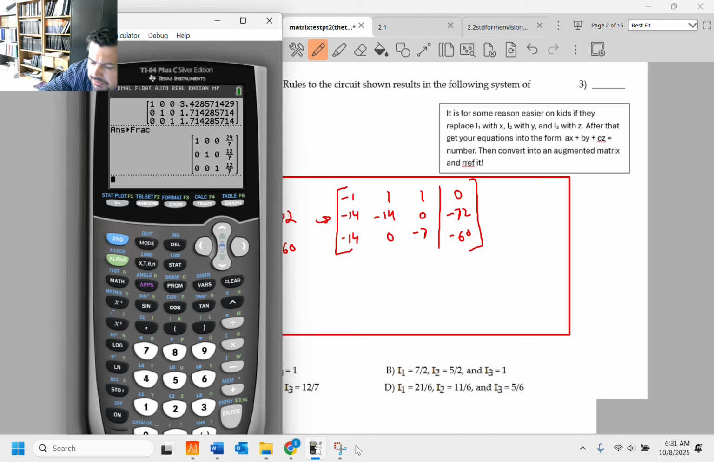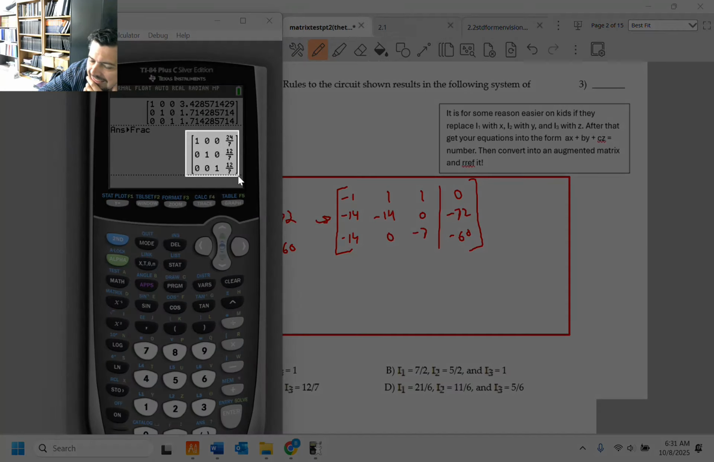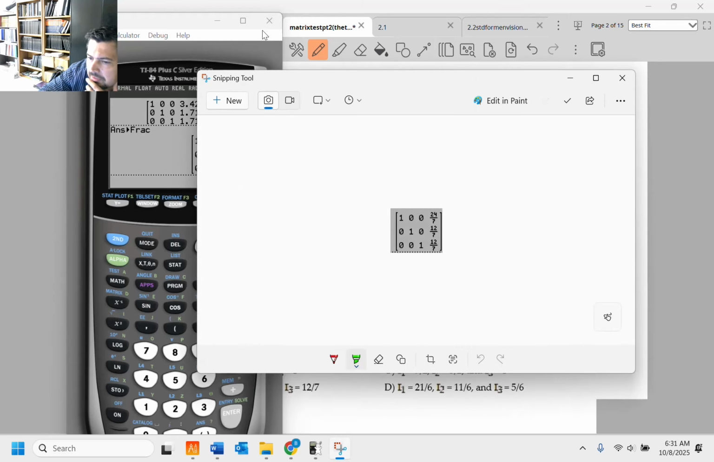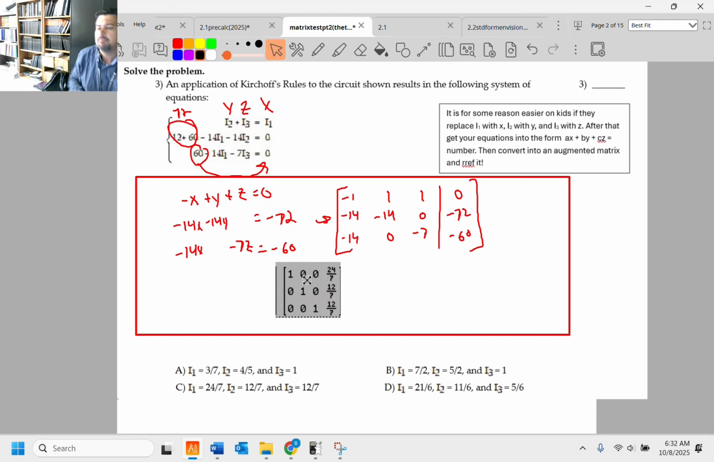So obviously you have to interpret it. I can think of 1 or 2 kids who might not be able to interpret this, but by and large, I think 99% of you can interpret. But if you can't interpret, here you go. The first one talks about x, the next one talks about y, and the last one talks about z. And remember, x was current 1, right? So current 1 should be 24 sevenths. Current 2 is 12 sevenths. Current 3 is 12 sevenths. There you go. Easy peasy lemon squeezy.